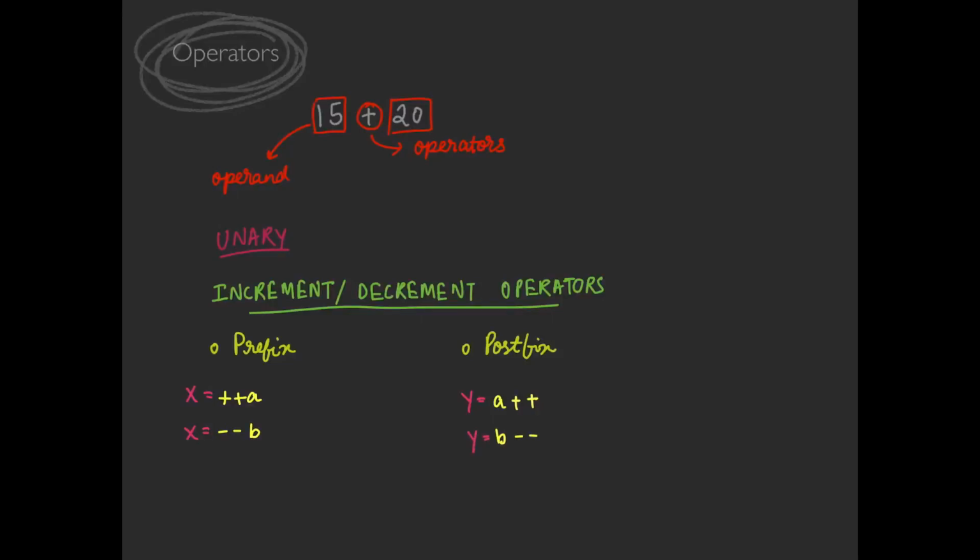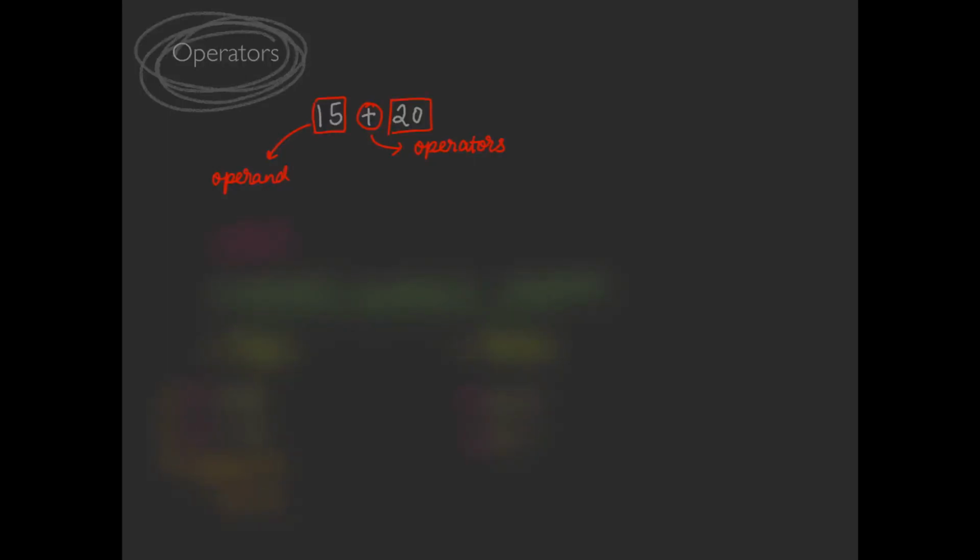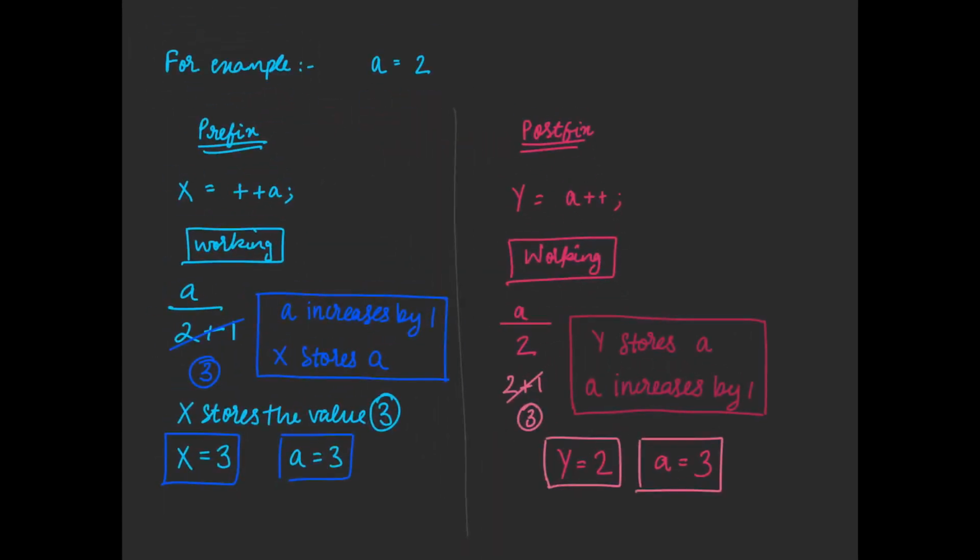In prefix operators, the variable increases its value by 1 and then stores the increased value in x. In postfix operation, the value of a is stored in y and then only a increases its value by 1. For example, let's take a is equal to 2. In prefix operation, x = ++a. Here, you just need to understand two lines. First, a increases by 1 and then only x stores the value of a. So a increases by 1, so 3. So x stores the value of a, that is 3. So x and a both have the value 3.